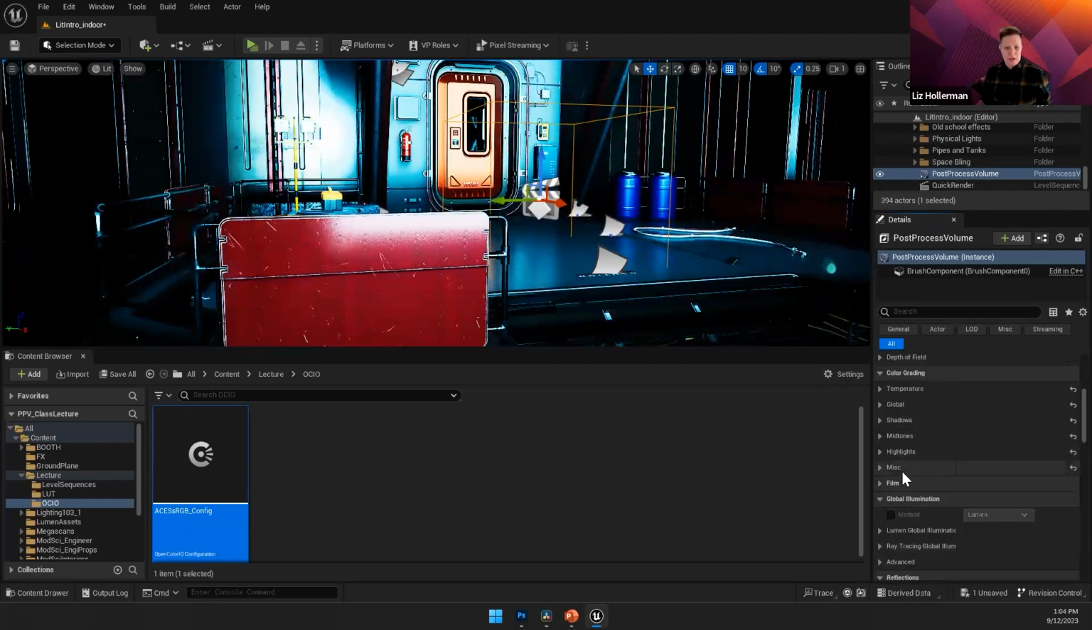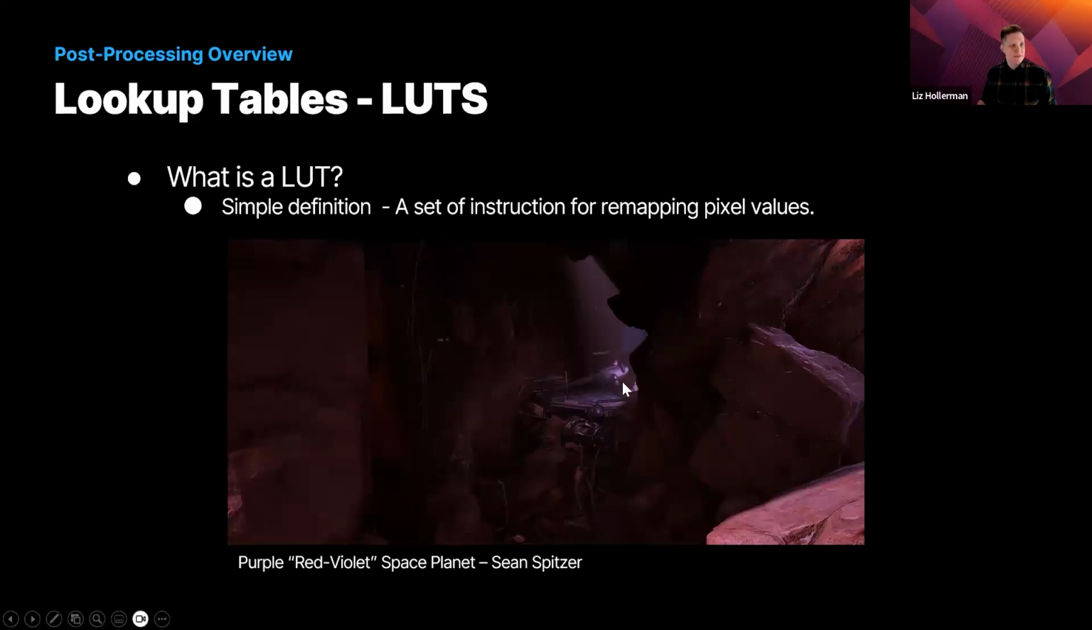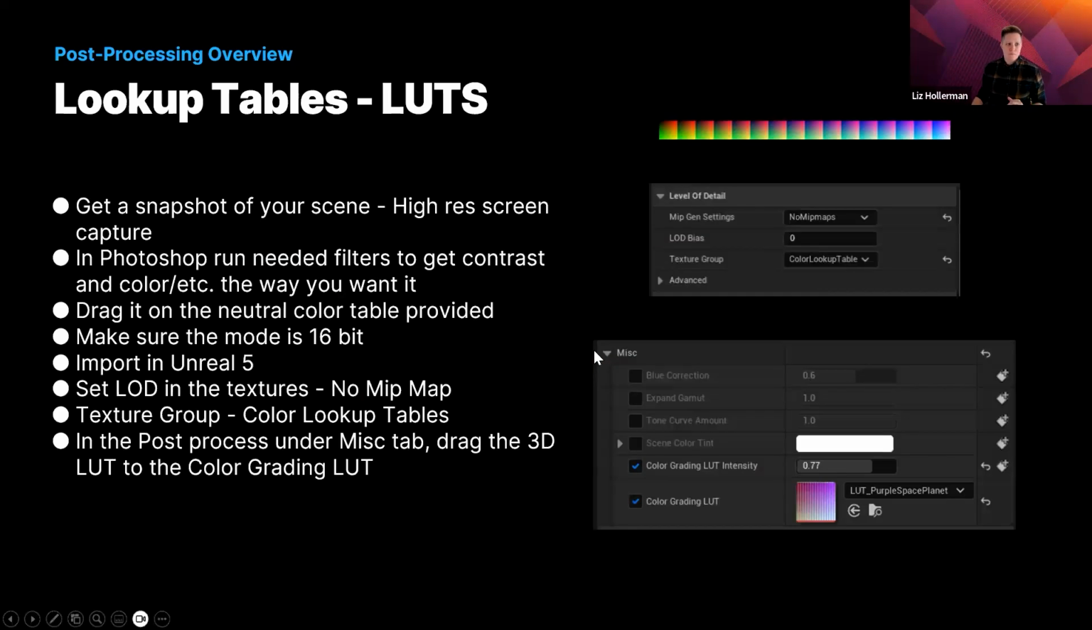So what I want to look at next, real quickly, is something called a LUT. A LUT is a lookup table, or it is a set of instructions for remapping pixel values. Okay, it's math. So I know how animators might feel about doing some more complex math functions, but this is actually fairly simple to set up in the Unreal Engine. So this is just a step-by-step process of how you can go about doing it.